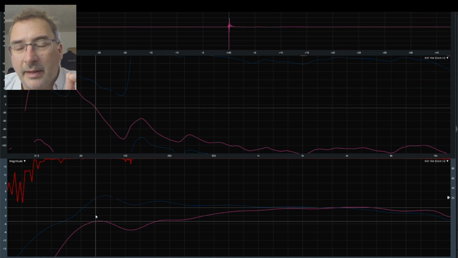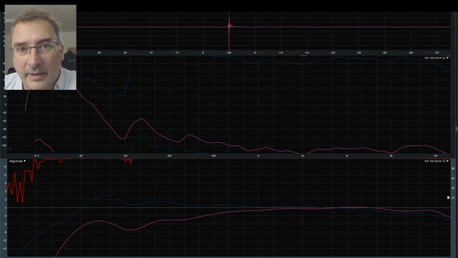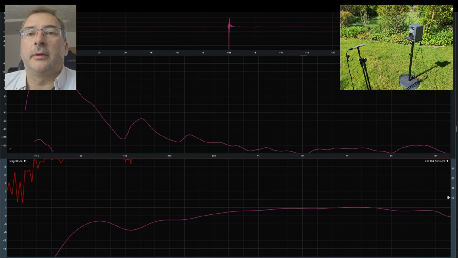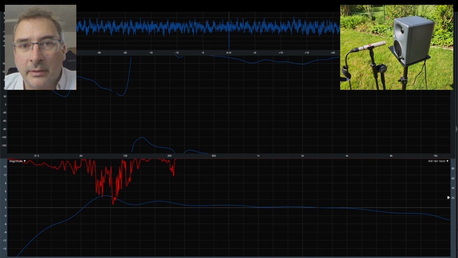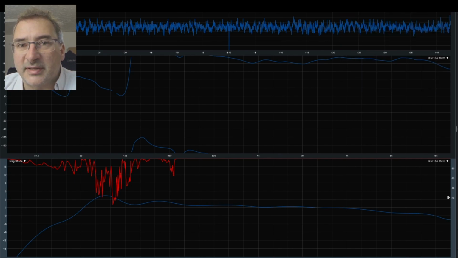Let's compare them and listen to both of them. Here, the KM184 at 50 centimeters, and here at 10 centimeters. I think that makes it very clear what the proximity effect is about.